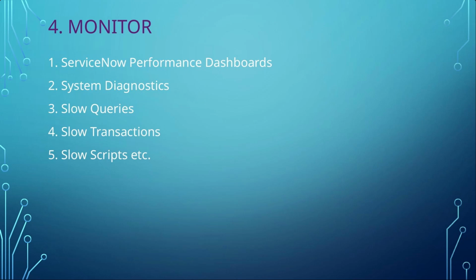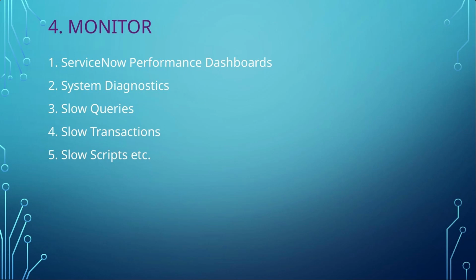Similarly, with slow transactions, we can see all the transactions that are happening, whether integration or internal transactions, so we can identify what is slow and go through it. Point number five is slow scripts. Any script that is behaving slowly, we can identify, go in, and see what is going wrong.